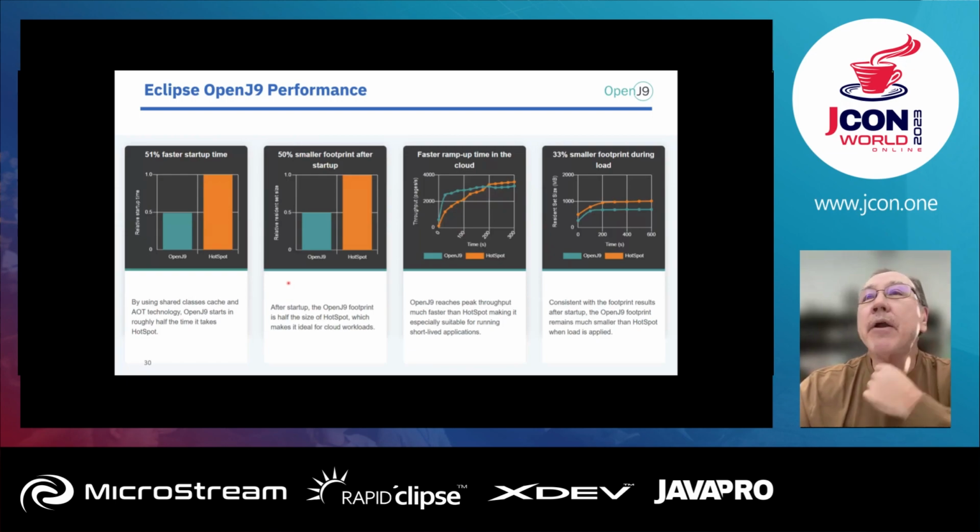So here are some comparison charts with the OpenJ9 JVM versus HotSpot, which comes default with the Oracle JVM. OpenJ9 is in green, HotSpot is in orange. As you can see here, it can have faster startup time, a smaller footprint after startup. It ramps up faster in the cloud than does HotSpot, and it has a smaller footprint at peak loads.